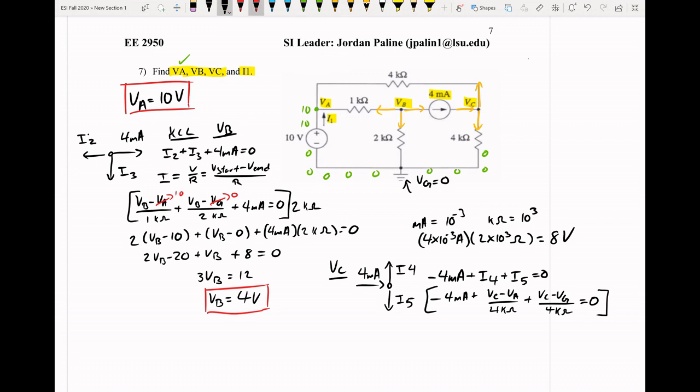Okay. Then like we said before, we know that's 0, we know that's 10. And if we multiply by 4 kiloohms, we will get negative 16. Then we will get V of C minus 10 plus V of C is equal to 0. We'll combine like terms. We'll get 2V of C is equal to 26. So therefore, V of C is going to be equal to 13 volts.